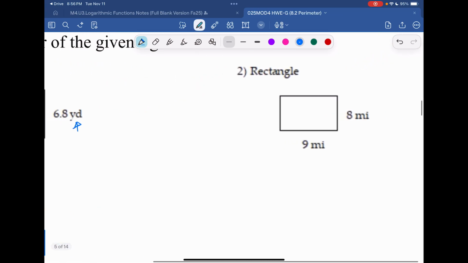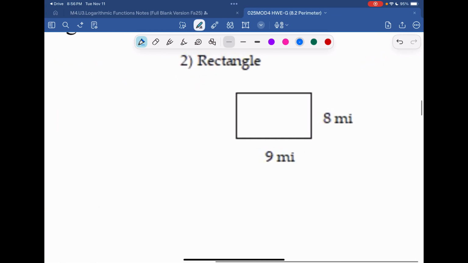The next one we have is a rectangle. In a rectangle, our lengths are going to be the same. So the side across from this is also going to be 9 miles. And the side across from this width will also be 8 miles.